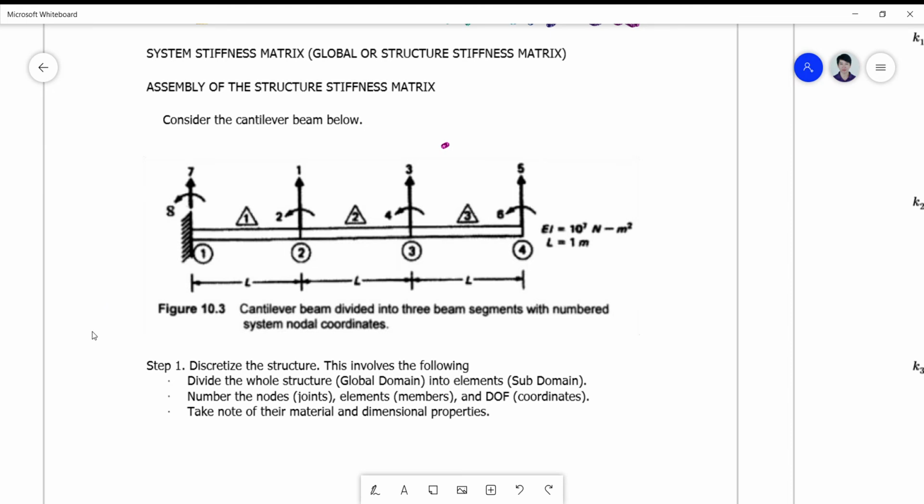Hello guys, I'm back again. This time I will be showing you a procedure on how to assemble the structure stiffness matrix in the form of an illustrative example given here.